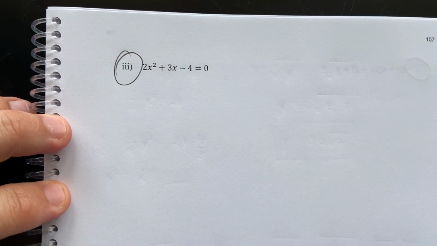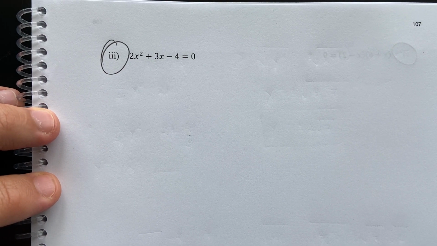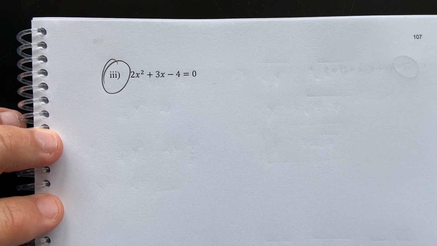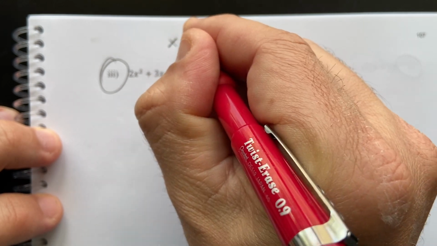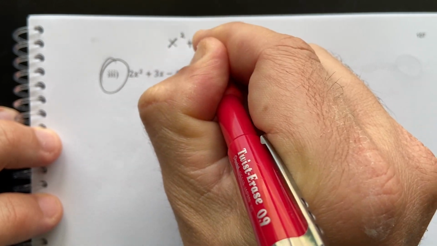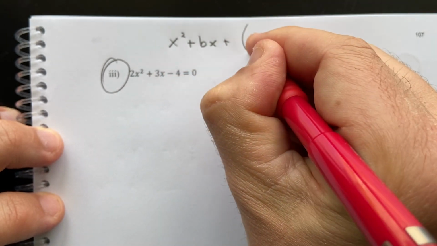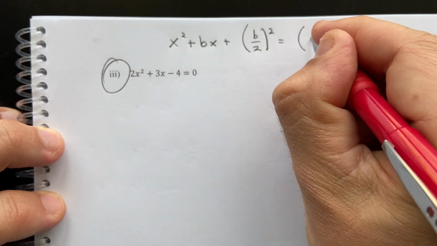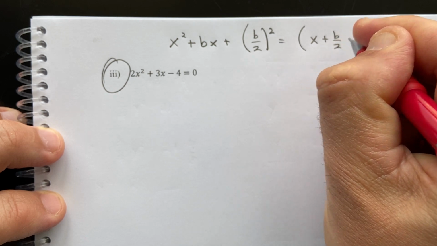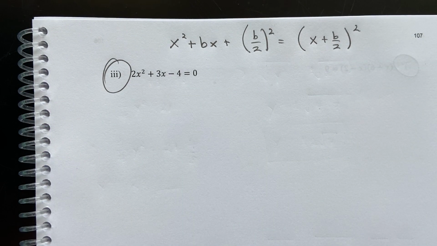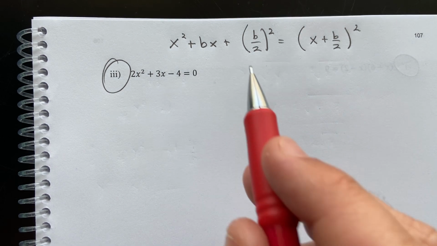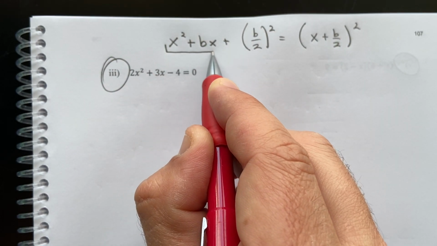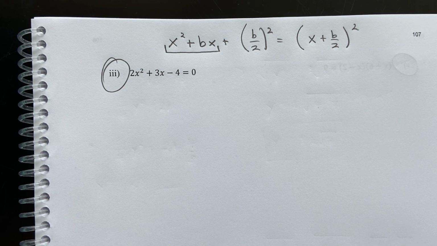Let's try another one. So what that process was saying is if you can identify x squared plus bx, and then if you add in half of b squared, that'll always factor as x plus half of b all squared. That's what's in that definition on the previous page. So I need to identify x squared plus bx. That's kind of step one.